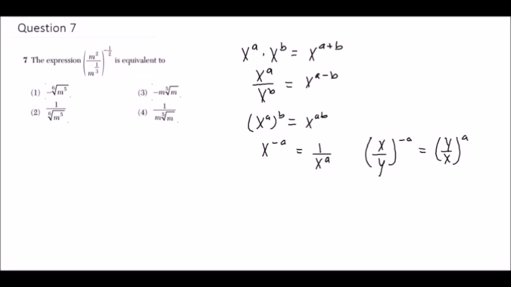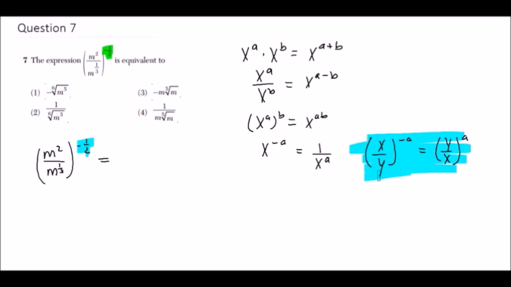So the first thing I'm going to notice here is that I do have a fraction with a negative exponent. So m squared for m to the 1/3 to the negative 1/2. I'm going to use the final rule here to flip that over. Make it m to the 1/3 over m squared to the positive 1/2.